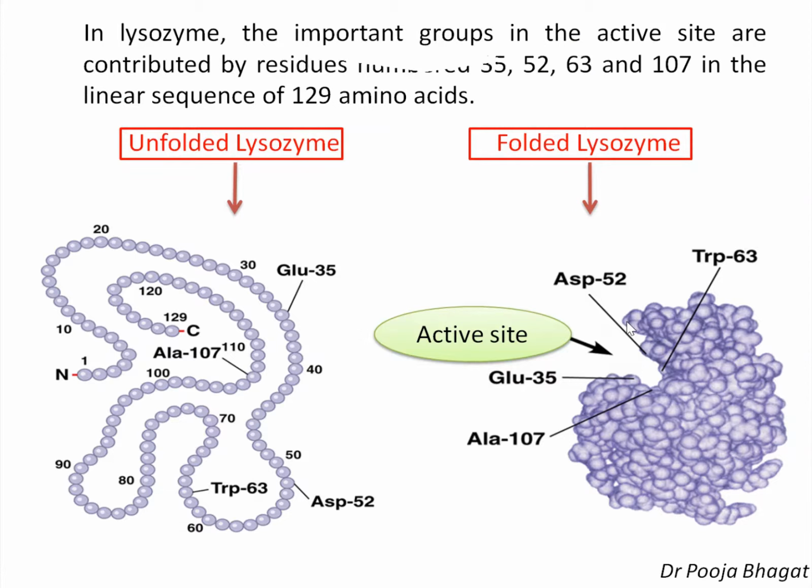Okay. And the important groups in the active site are contributed by residues numbered 35, glutamic acid at 35, aspartic acid at 52, tryptophan at 63, alanine at 107. So you can see that the active site is made up of a specific sequence of amino acids which are brought together through the folding. Okay, so the active site contains residues that come from different parts of the enzyme. So this is the example for that.